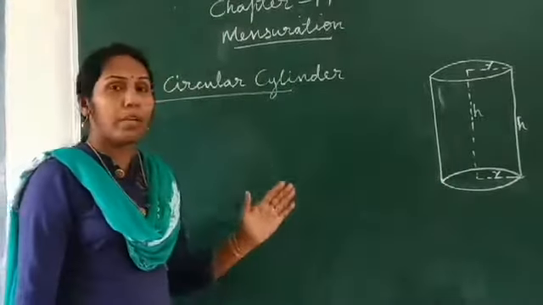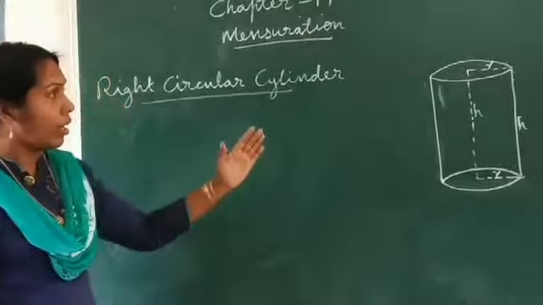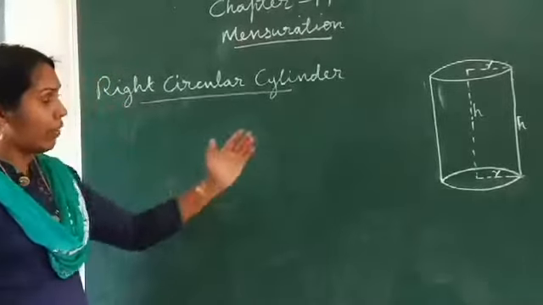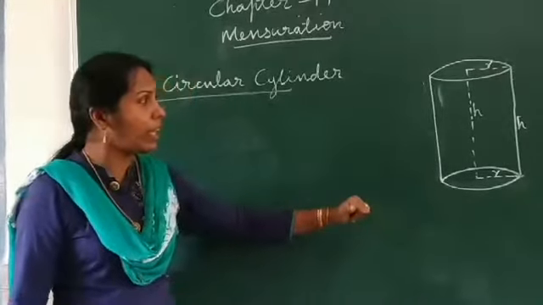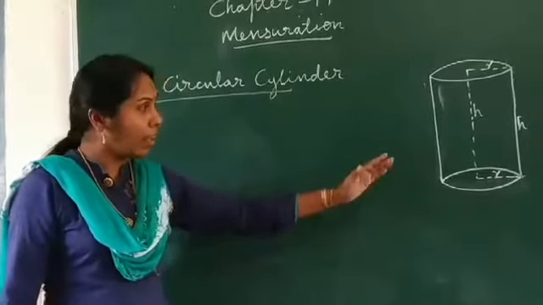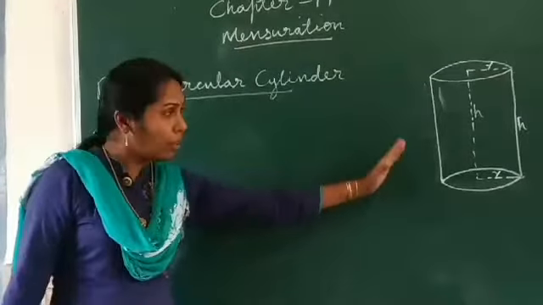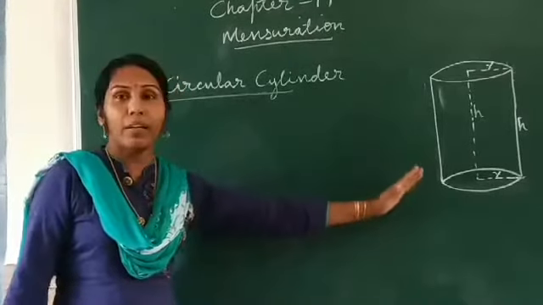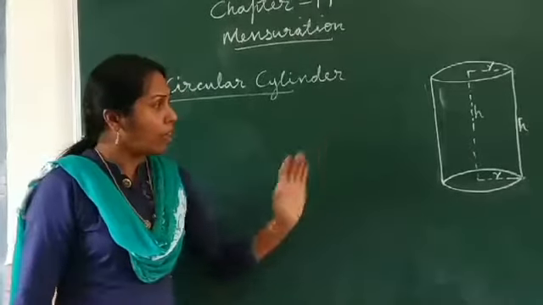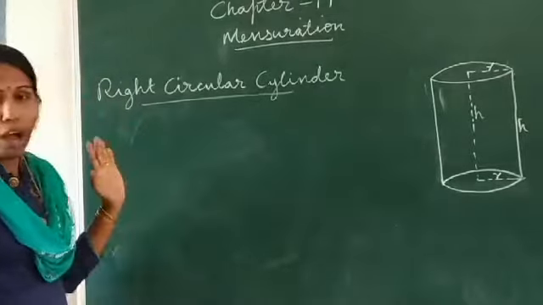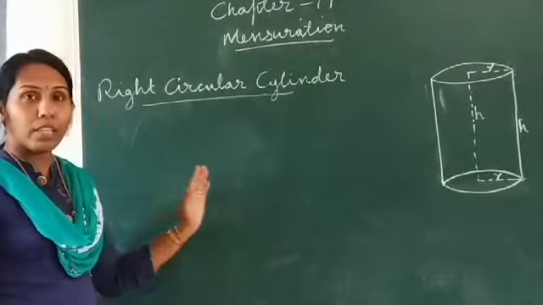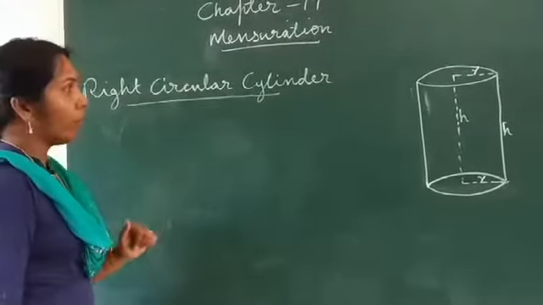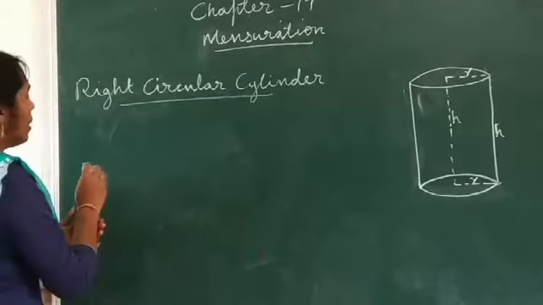So the main dimensions of the cylinder are radius and height, where radius is the radius of each cross section of the cylinder, and height is the distance between the centers of the top and bottom of the cylinder. Now, what are the formulas for finding the surface area and the volume of the cylinder? First of all, let us consider the surface area.